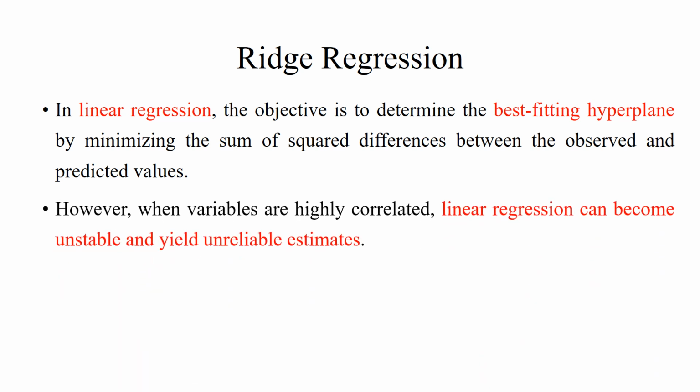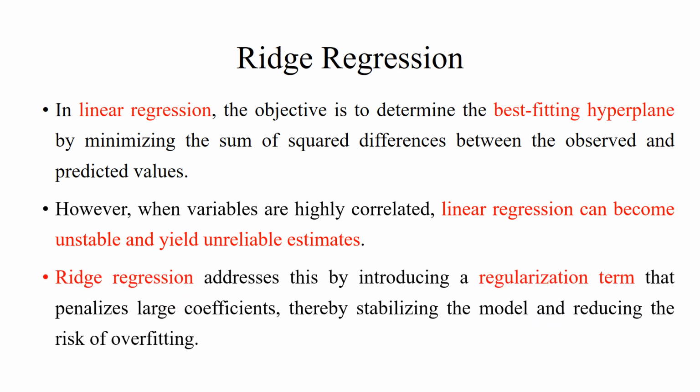When those variables are highly correlated, linear regression will become unstable and it is going to give some unreliable estimates. Ridge regression will address this problem. It introduces a regularization term that will penalize those coefficients, and it stabilizes the model, also reducing the risk of overfitting.